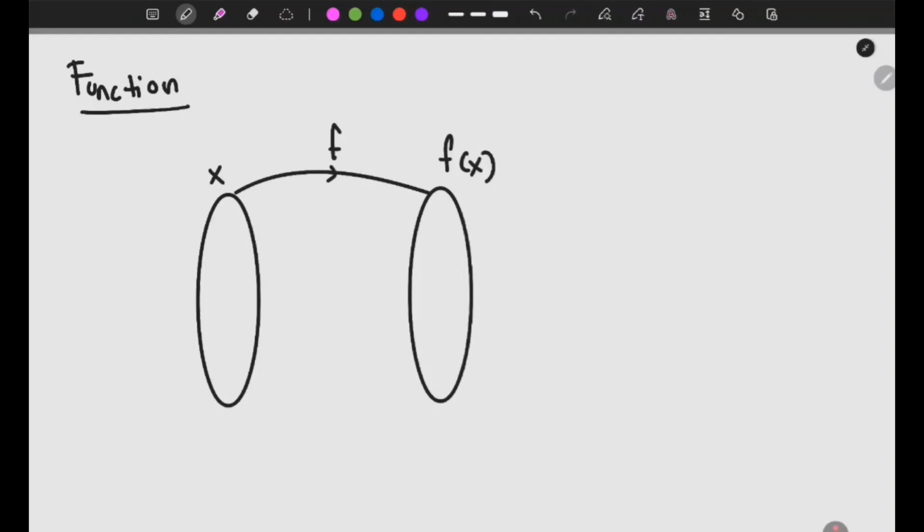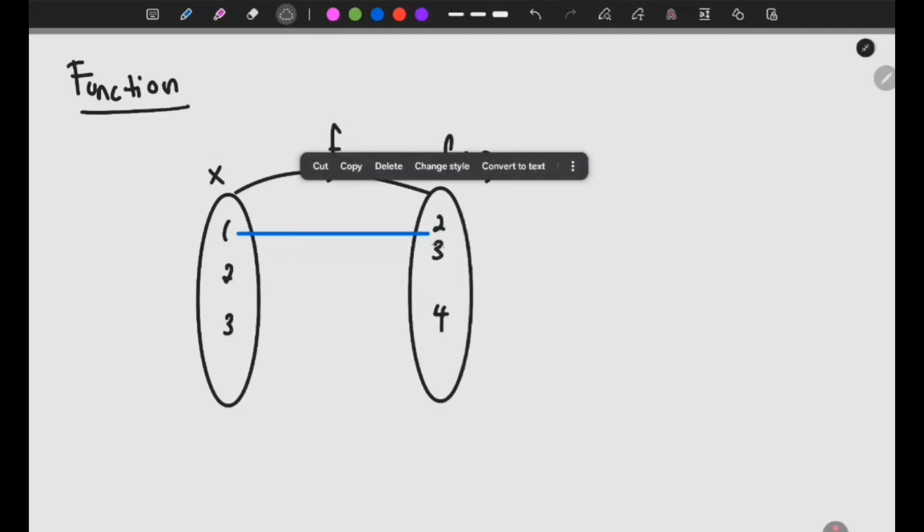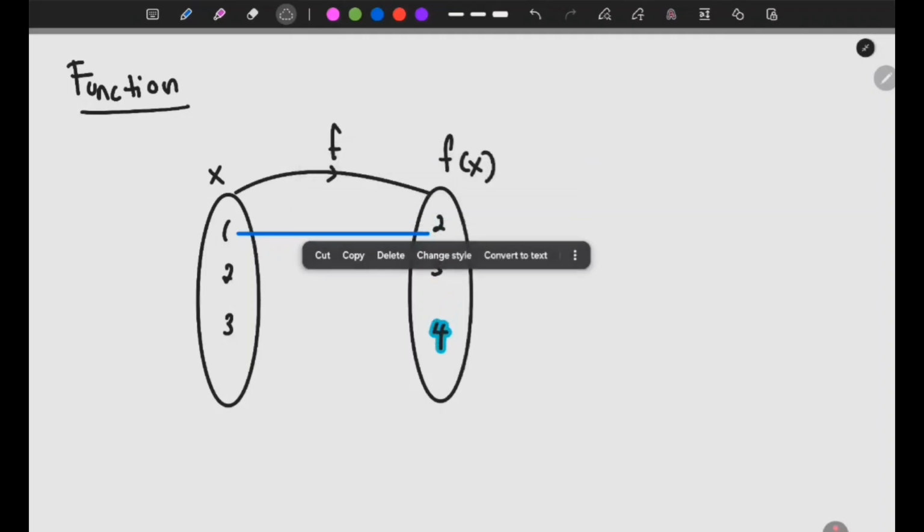So this represents the function f. So 1, 2, 3, maybe come 2, 3, 4. I'm taking the easiest one. So the story is like this. Now your x is equal to 1, and then, sorry, the numbers are not arranged orderly, my bad. So your function is 1.